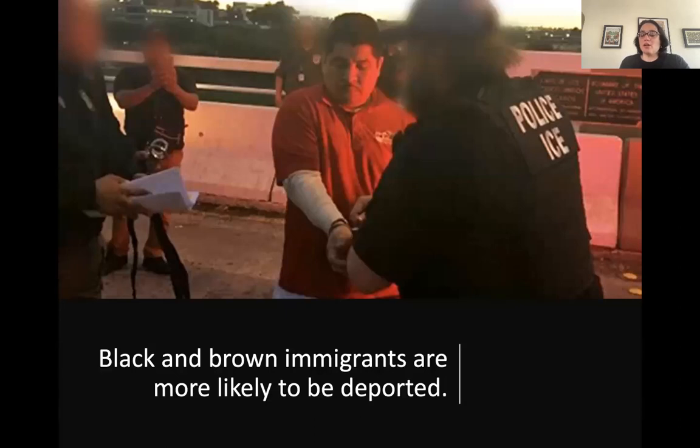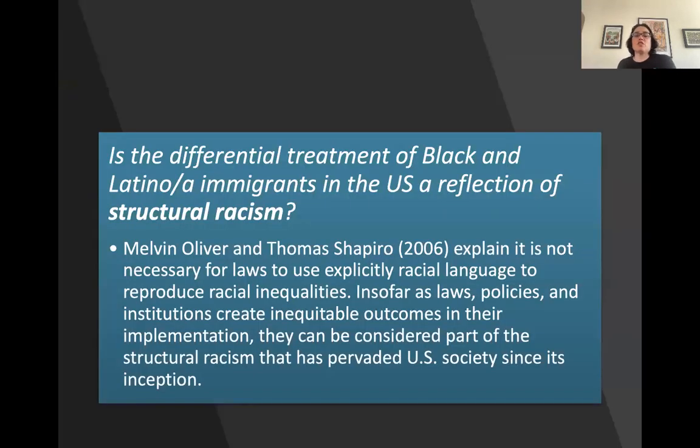So Black and brown immigrants are more likely to be deported. Undocumented Mexicans, Hondurans, Guatemalans, and Salvadorians are more likely to be targeted in worksite and home raids than undocumented Asians and Europeans because of, again, these stereotypes of who is considered undocumented. Lawful permanent residents from Jamaica, the Dominican Republic, and Mexico are more likely to be deported on criminal grounds than Vietnamese, Indian, or Chinese folks with the same status, because again of these stereotypes about Black and Latino criminality and who is undocumented.